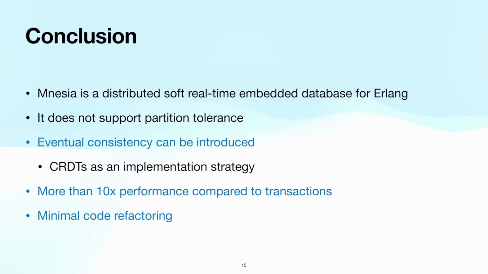So, in conclusion, Mnesia is a distributed soft real-time embedded database for Erlang. It doesn't come with native partition tolerance support, and we have introduced eventual consistency to achieve automatic conflict resolution, with CRDTs as our implementation strategy. We saw in the benchmarking results that the performance of the easy operation is generally 10x or even better compared to transactions. And Hypermnesia is designed to minimize the amount of code refactoring needed to use this, and we had a simple example showcasing how this can be done by changing just the access context of the original API.